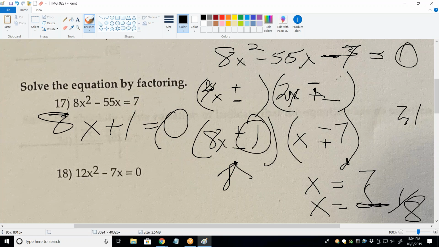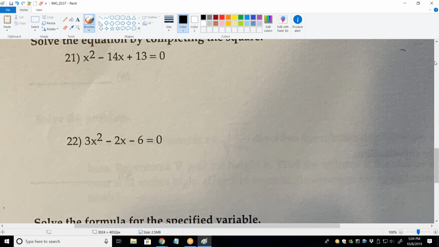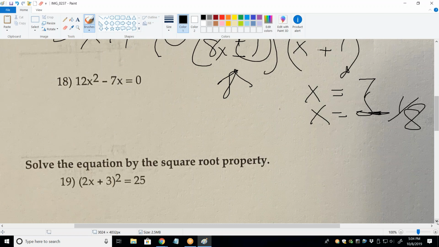Let me see here. Oh, good. It's the best way to do 18. 18, you do the same thing?